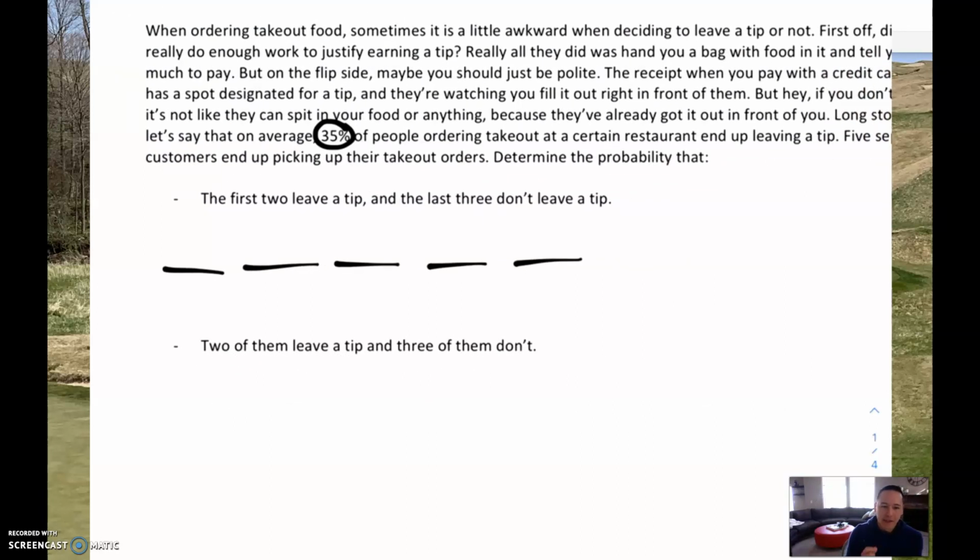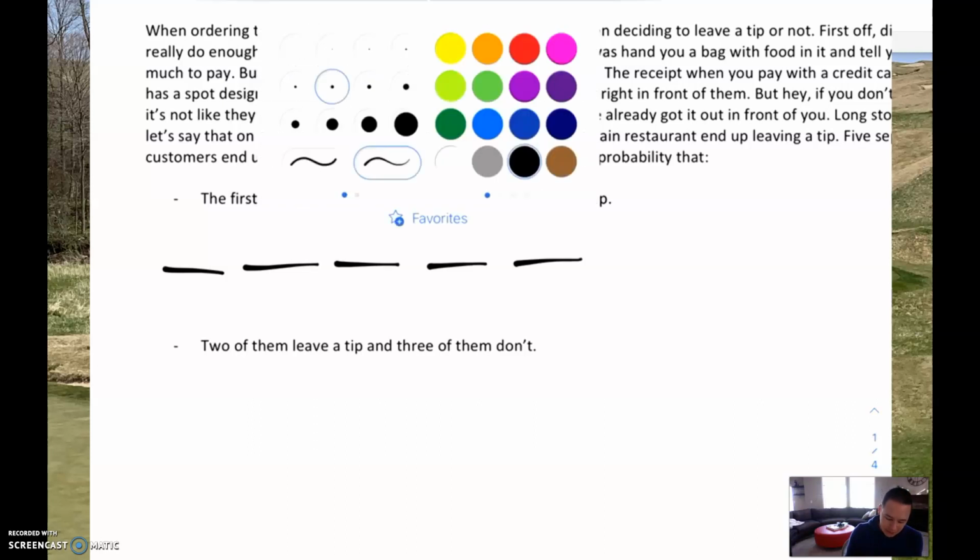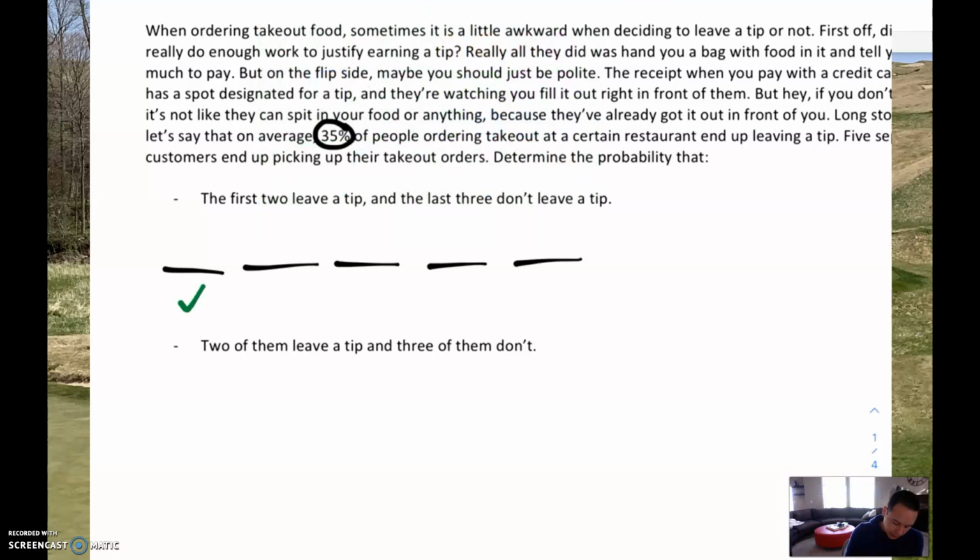Now I'm saying that the first 2 have to leave a tip. So they're going to be good customers. They're going to be generous and they're going to leave a tip. And then the last 3, they're mean. They don't leave a tip. They're kind of selfish. So let's calculate this probability.